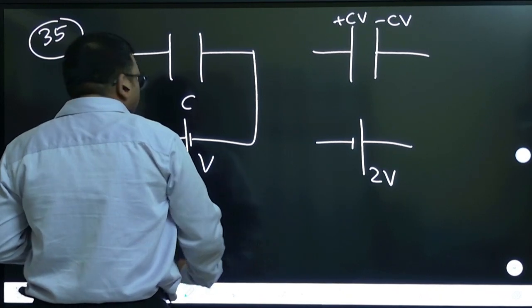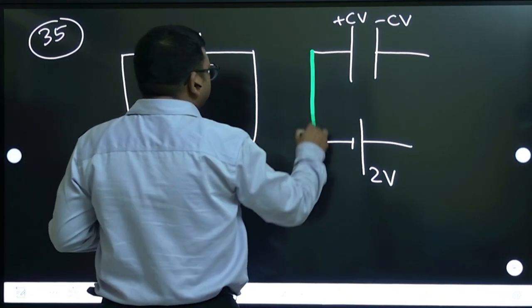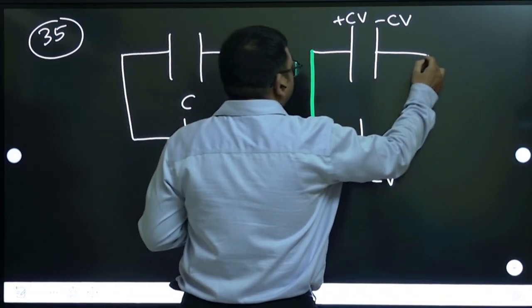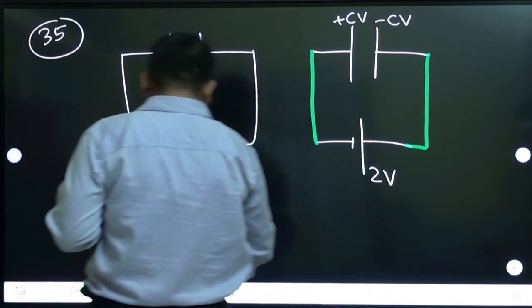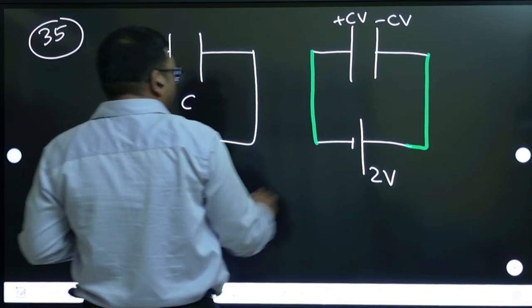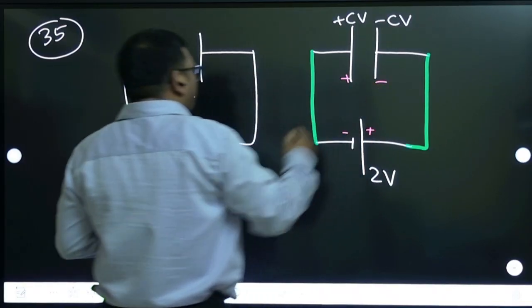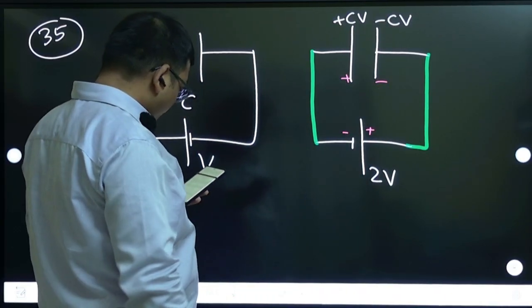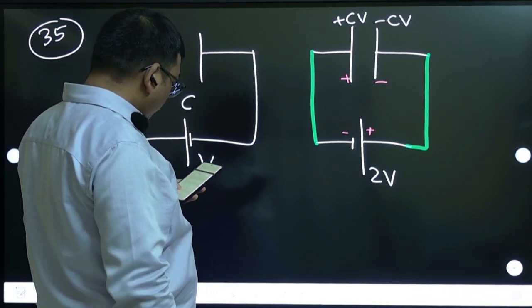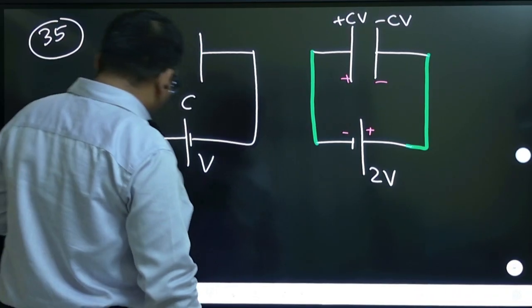Okay, this you have to understand. Now the positive plate is connected to the negative terminal, and the negative plate is connected to the positive terminal. Opposite terminals are connected. They ask for the ratio of the heat generated to the final energy. So very good question it is.